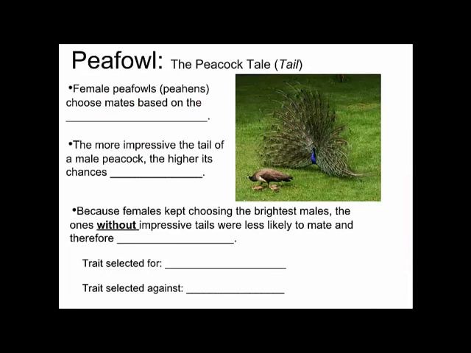All right, let's talk about some examples of natural selection and evolution of characteristics. Maybe you've been to the Utica Zoo. They still have these things walking around? I haven't been there in a little while. What is it? Peacock. It's a peacock. Really, the generic term is a peafowl.